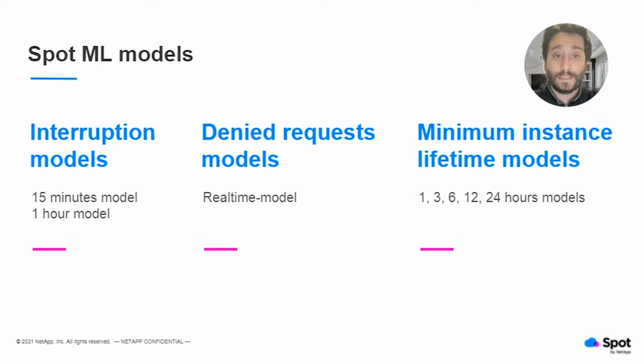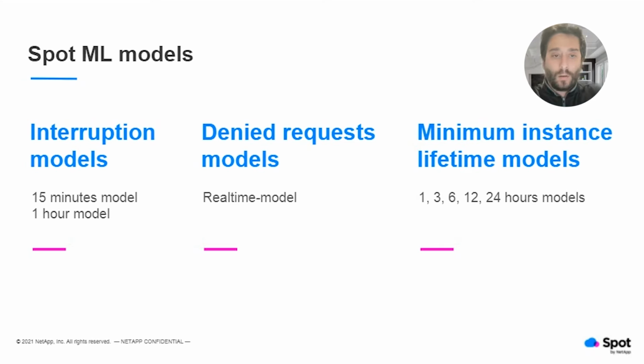And the last but not least is the minimum instance lifetime models. Minimum instance lifetime is a feature that predictive rebalancing was launched with. It provides you the ability to set a minimum instance lifetime configuration in your group configuration, where you say that you want the instances to run at least 6 hours. For example, you have specific jobs that you want to run at least 6 hours. In that case, you can define 6 hours as part of the minimum instance lifetime.